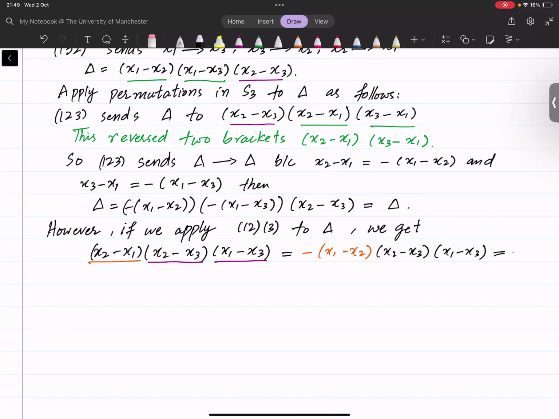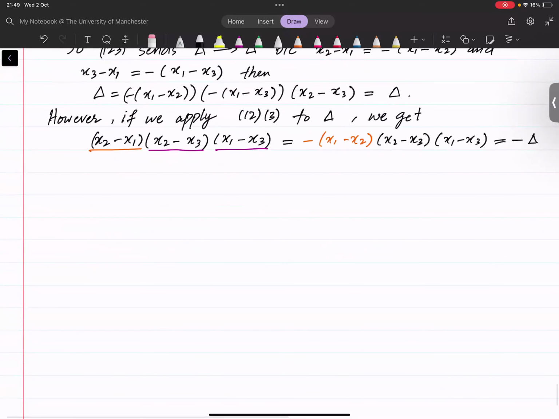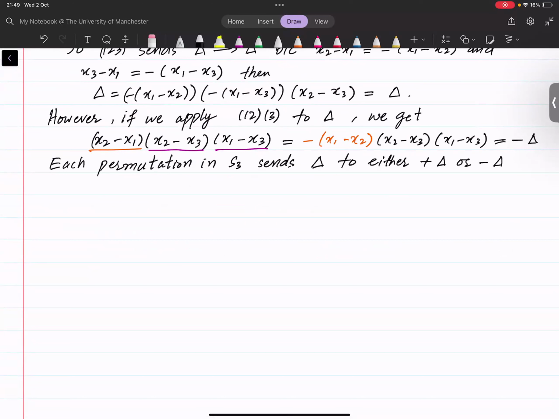Just placed at different places. So this is minus delta. Perfect. So you can see that each permutation in S3 sends delta to either plus delta or minus delta.